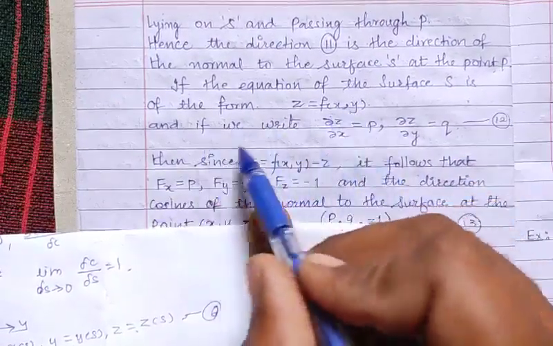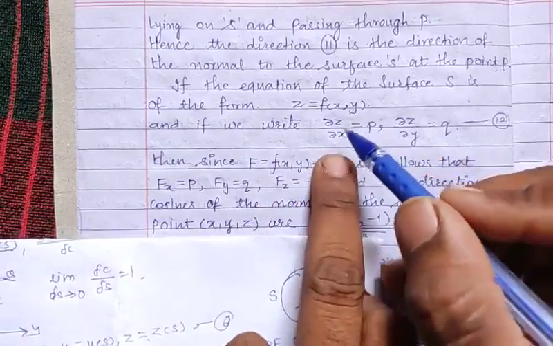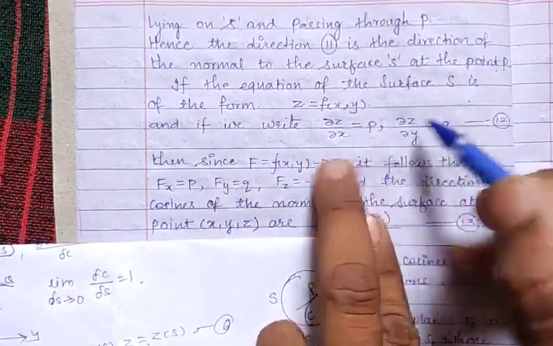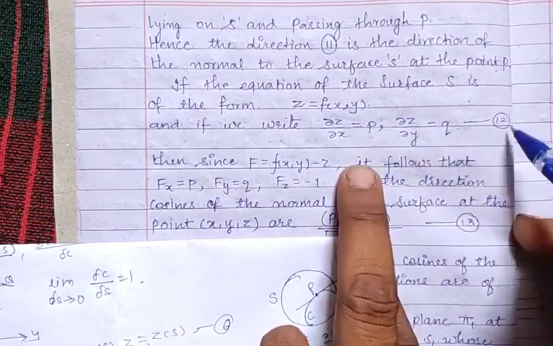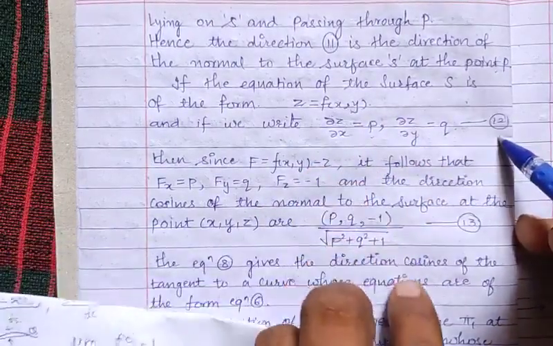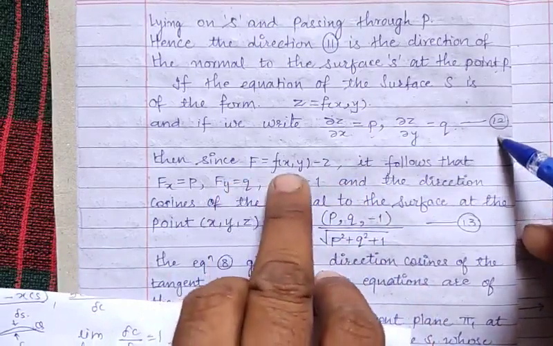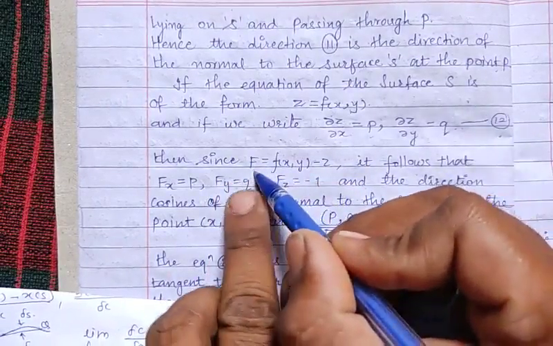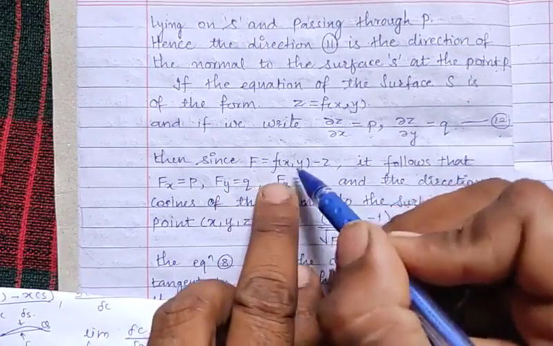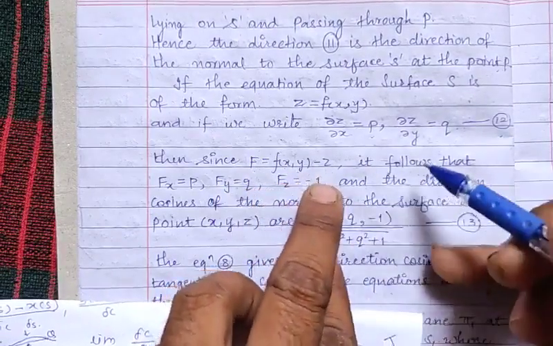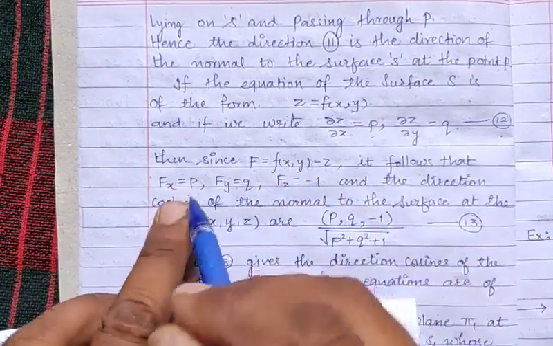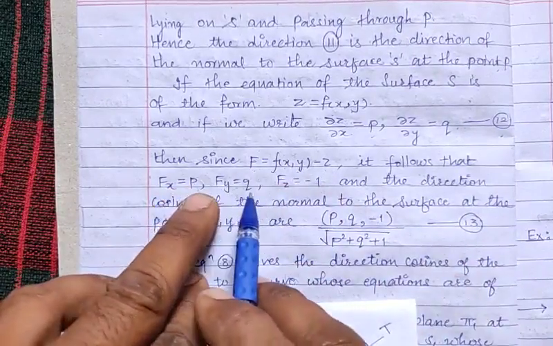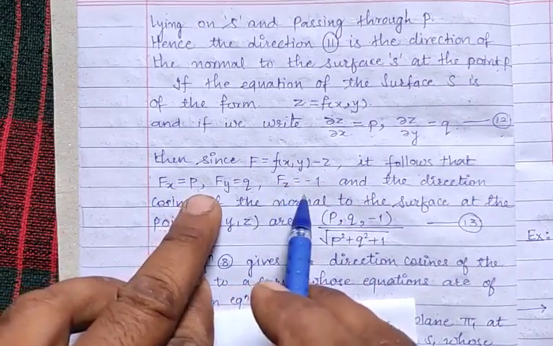Okay, if the equation of the surface S is of the form z is equal to f of x, y, and if we write ∂z/∂x is equal to p and ∂z/∂y is equal to q, we call this equation number 12. Then capital F is f of x, y minus z. Okay, capital F is f of x, y minus z. It follows that after differentiating it we get Fx is equal to p, Fy is equal to q and Fz is equal to minus 1.